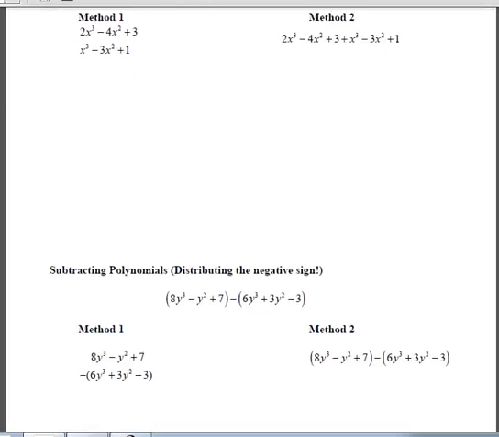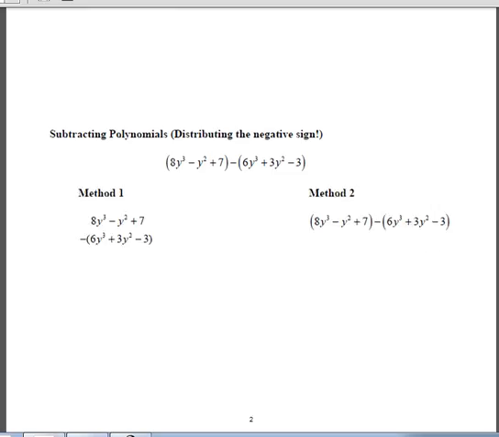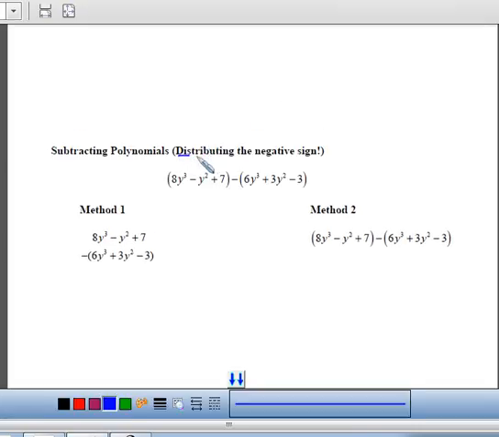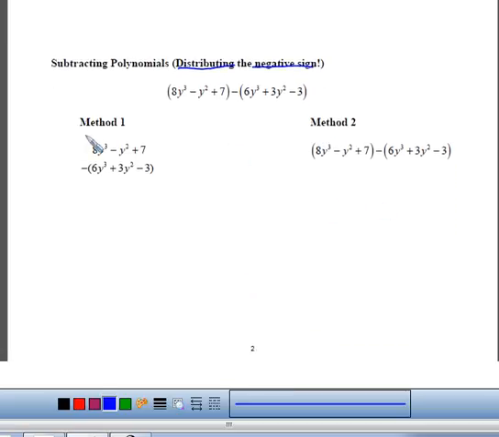Okay, subtraction is a little trickier. This is what you're going to need to do. Distribute the negative sign. Treat it like you're distributing a negative 1. Okay, so again, two methods, vertical and horizontal. So when we do the vertical, I'm going to distribute the negative sign. Basically, I'm going to make the sign of everything the opposite of what it is.